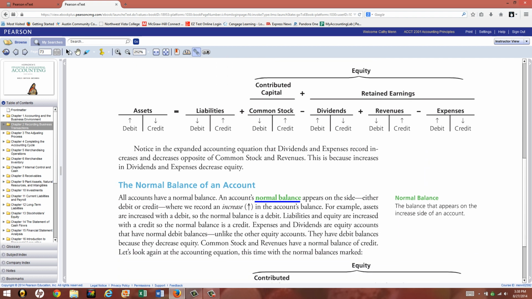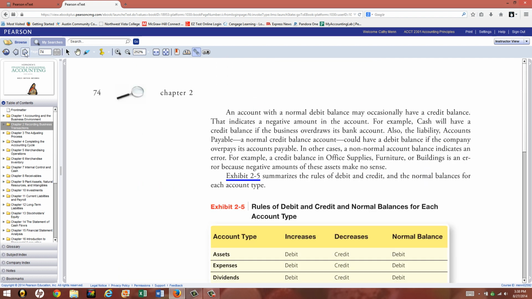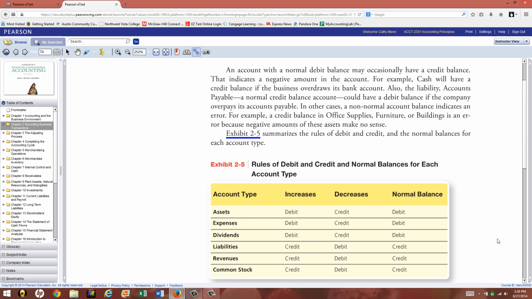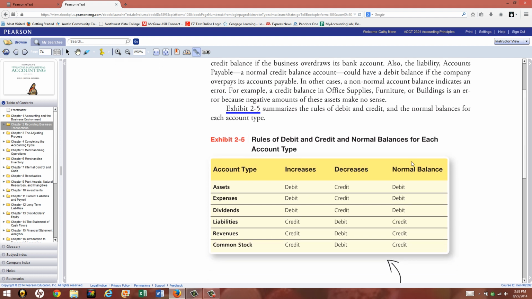Okay, let's look on page 74. This is what you want to use whenever you're writing journal entries and trying to determine whether you are increasing or decreasing. Once you have decided how an account is classified, whether it's an asset, an expense, dividend, liability, revenue, or common stock, then you want to refer to this chart. And if it's increasing, then you're going to use whichever one of these. Like if it's an expense, you would debit when you're writing your journal entry.